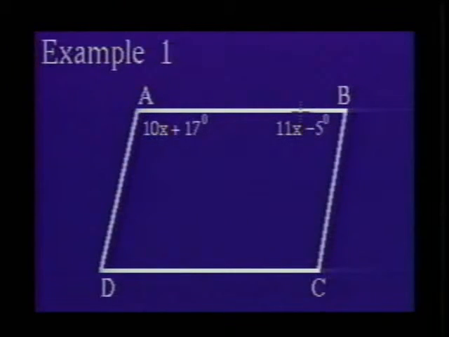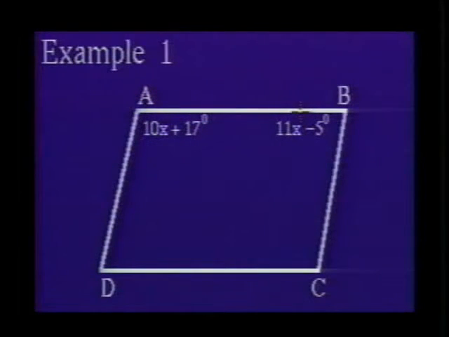Example 1. In parallelogram ABCD, angle A measures 10x plus 17 degrees, and angle B measures 11x minus 5 degrees. Find the number of degrees in each angle.